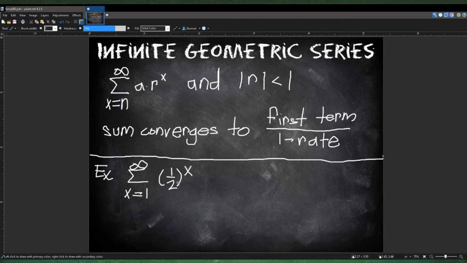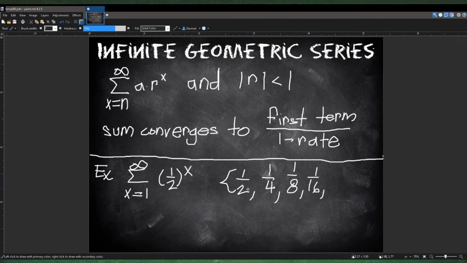So what would this sequence look like? Well, let's put in some numbers first. The first number is 1/2 to the power of 1, so it's just 1/2. The second number, when x is equal to 2, is 1/2 to the power of 2, which is 1/4. The third number, when x is equal to 3, is 1/2 to the power of 3, which is 1/8. The fourth is 1/2 to the power of 4, which is 1/16.